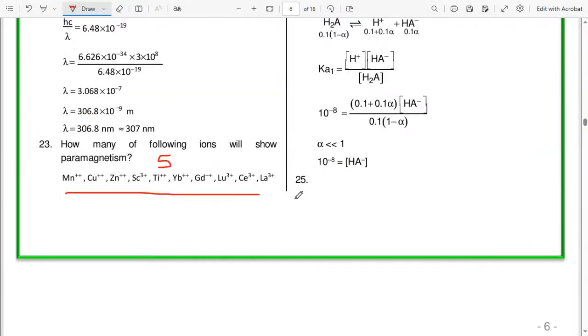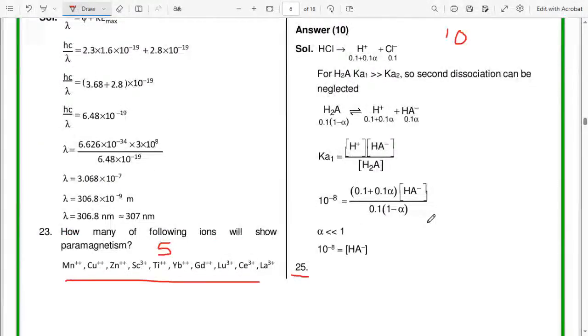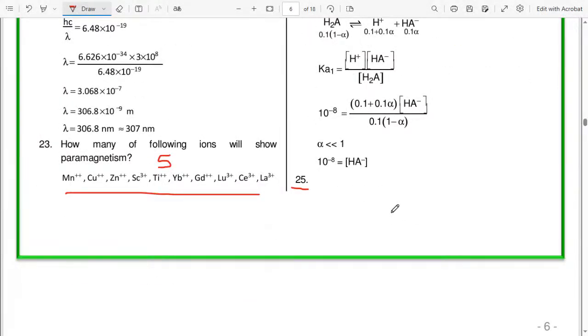Dear students, as I said, some of the questions were not obtained. These questions are based on memory. So question number 25 is kept blank.